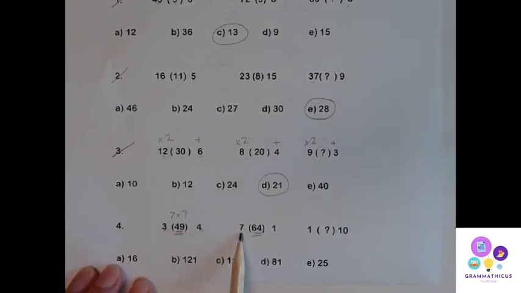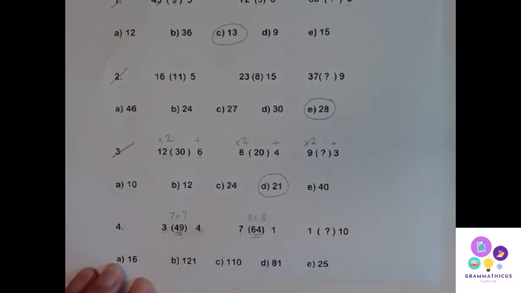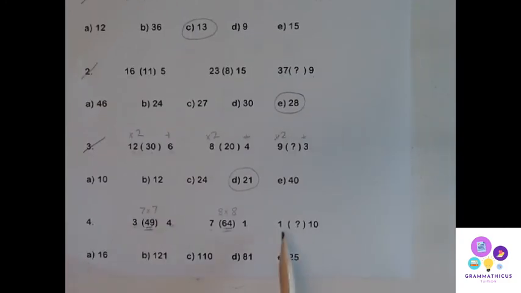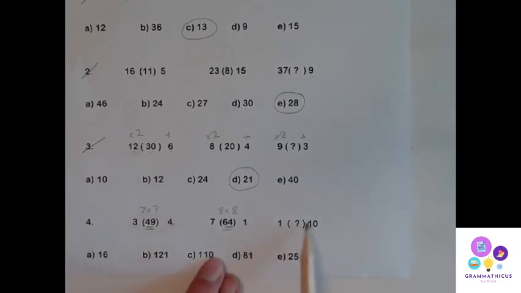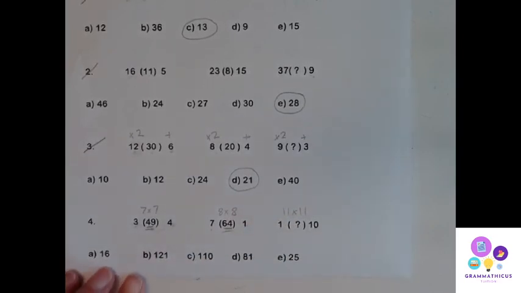So let's try this here. 7 add 1 is 8. 8 times 8 is going to give me 64. Okay, let's look at the question we've got to try and find the answer to. So we've got 1 add 10 is 11. 11 times 11 will give me 121. So I'm going to circle 121 on my answer sheet. Then I'm going to go over to my multiple choice answers. I'm going to mark it on there and then come back and cross that off.